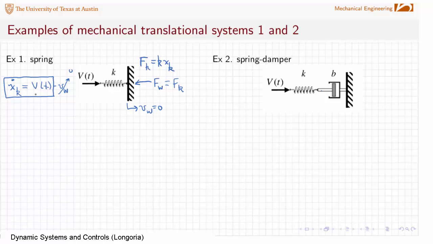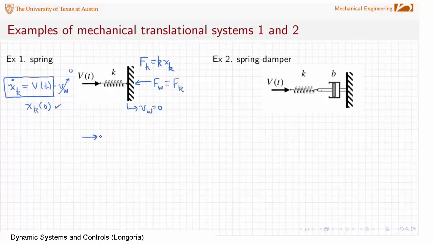The only way to find x sub k is if we integrate. That means that we would need an initial condition at time 0, x sub k of 0, right? So we see that we would need a state equation for this very simple system.